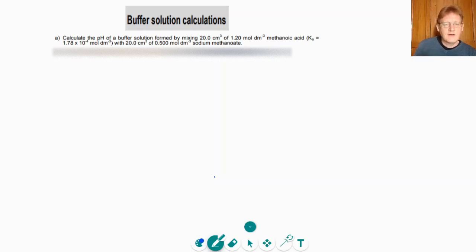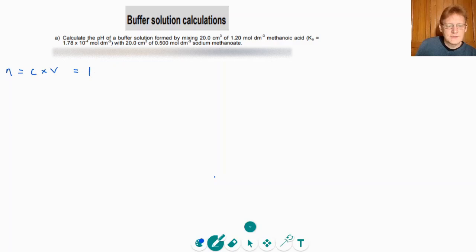So today we're going to have a look at calculating the pH of a buffer solution, and then the pH when a small amount of strong base has been added. So first, to calculate the pH of the buffer solution, calculate the number of moles of the weak acid. Concentration times volume.